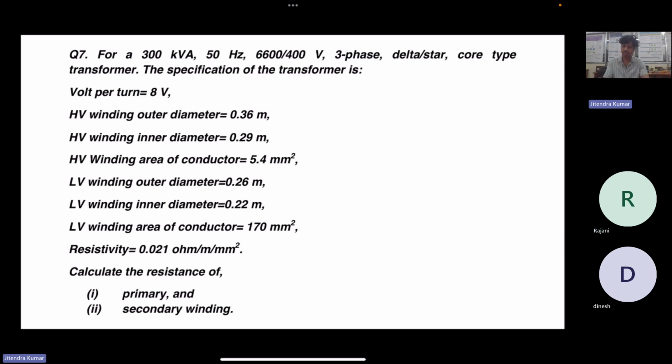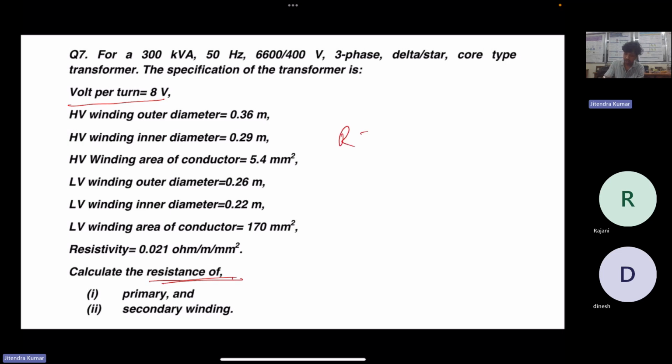A 300 kVA, 50 hertz, three phase delta star core type transformer, and the primary to secondary voltage ratio is given. The specification of the transformer is given, voltage per turn. HV winding outer and inner diameters are given, and the area of conductor. Similarly, LV winding outer diameter, inner diameter, and area of conductor are given. Resistivity is also given. You just have to calculate the resistance.